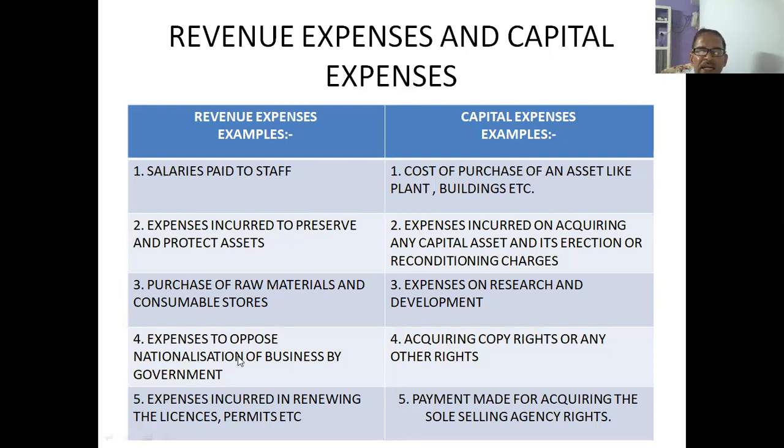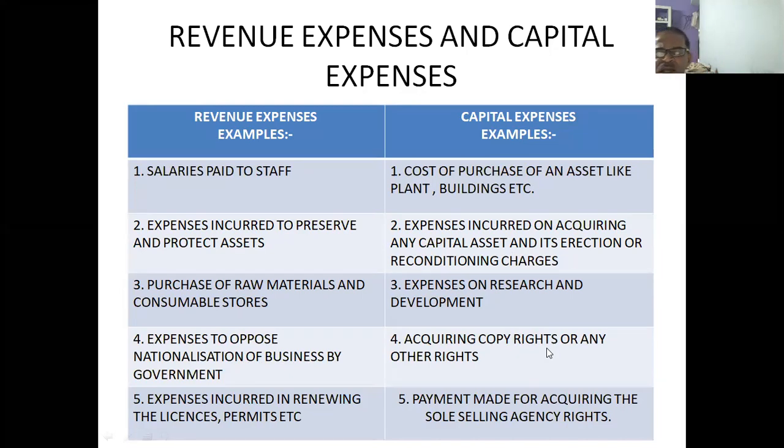Expenses to oppose nationalization of the business by the government come under revenue expenses. And if you acquire copyrights or any other rights, it comes under capital expenses. Expenses incurred in renewing licenses and permits are called revenue expenses. Payment made for acquiring sole selling agency rights is called a capital expense. Suppose you are buying agency rights, that payment made for agency rights is called a capital expense.